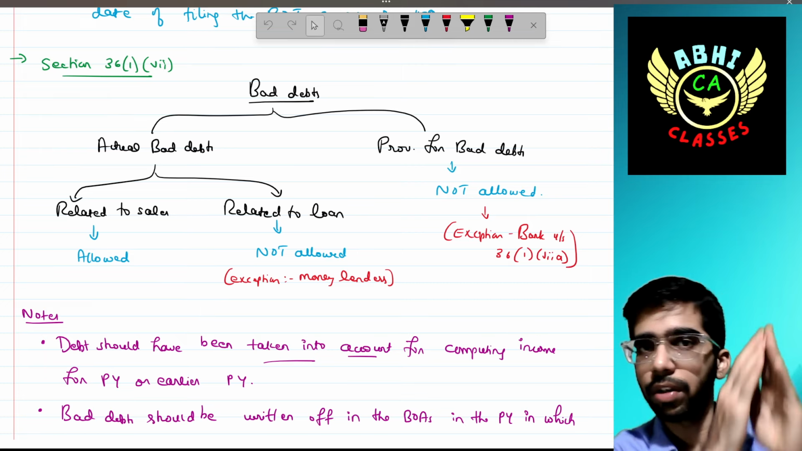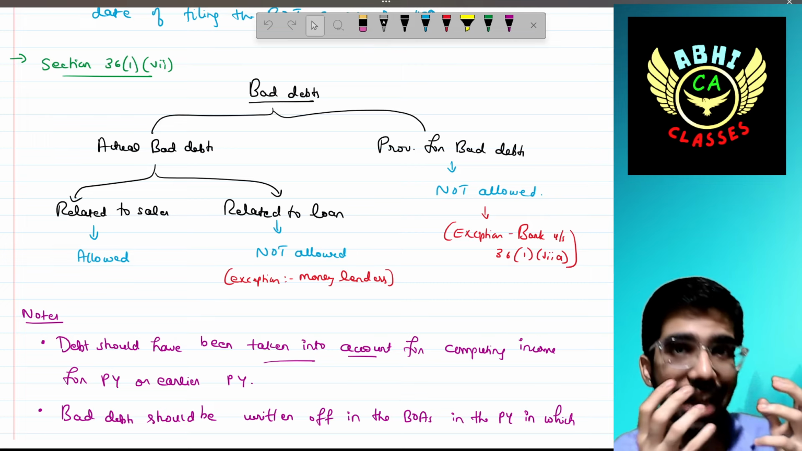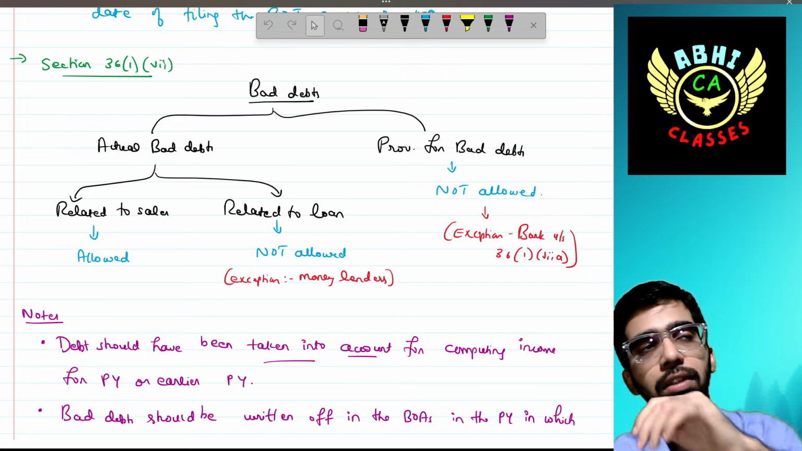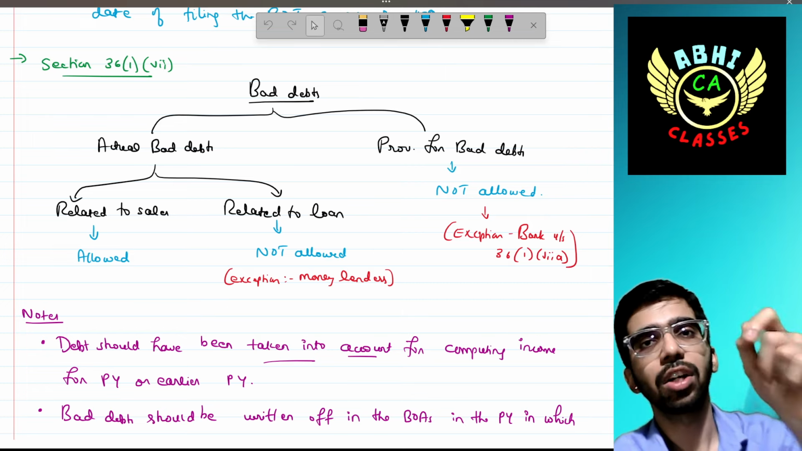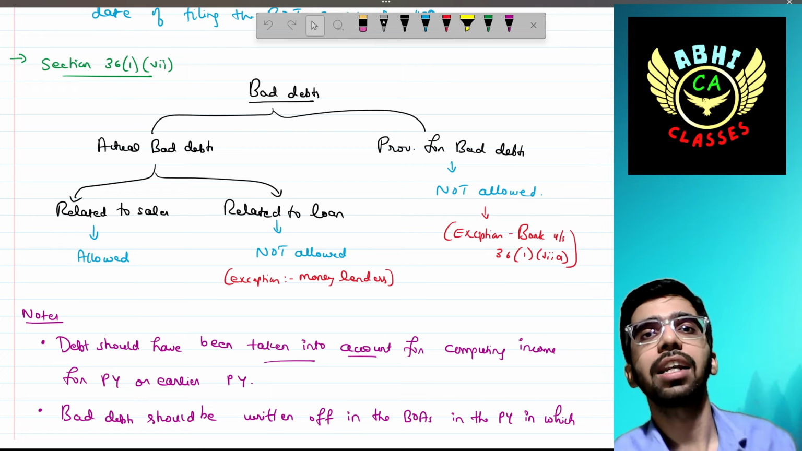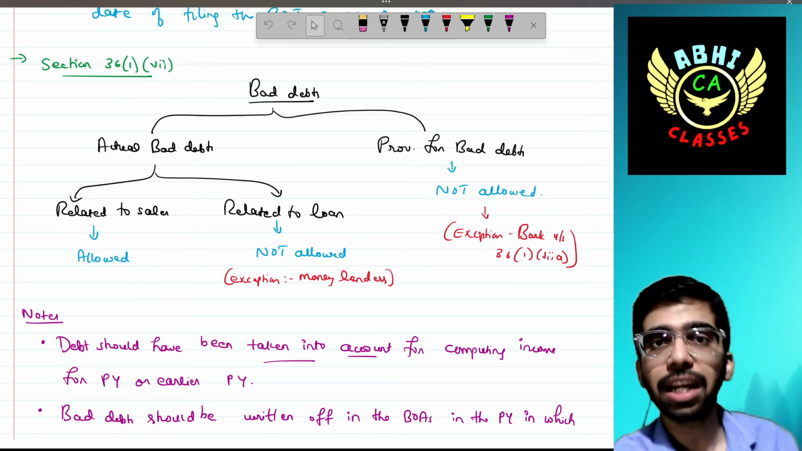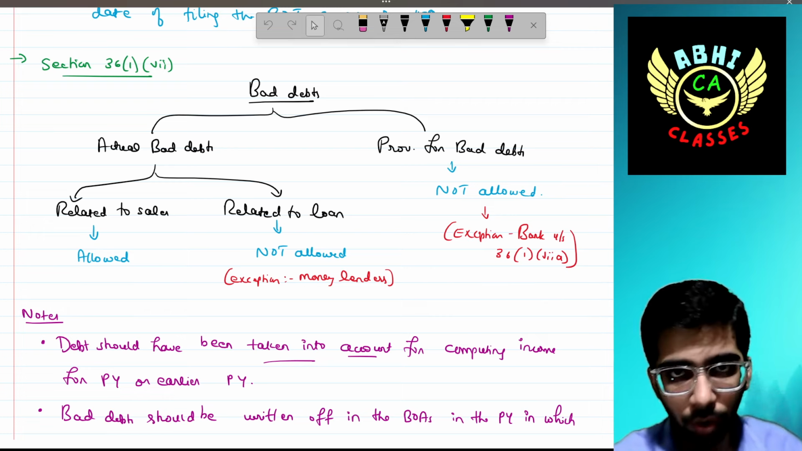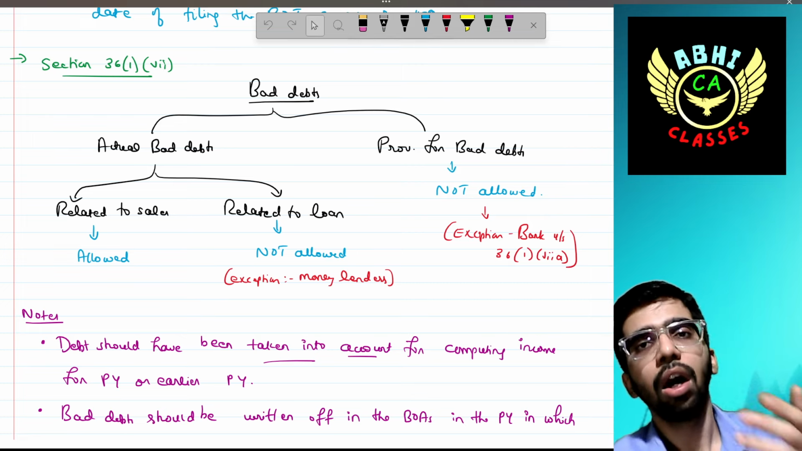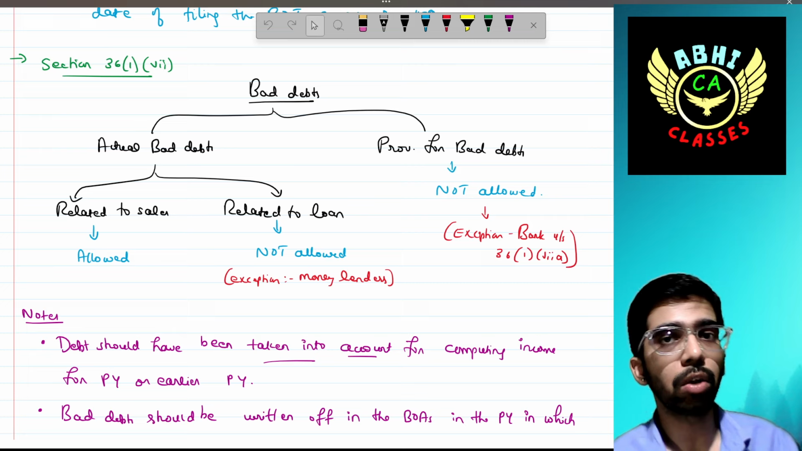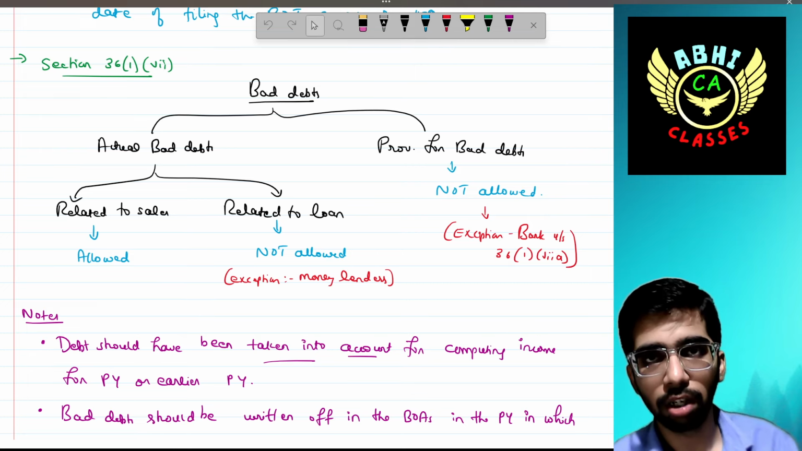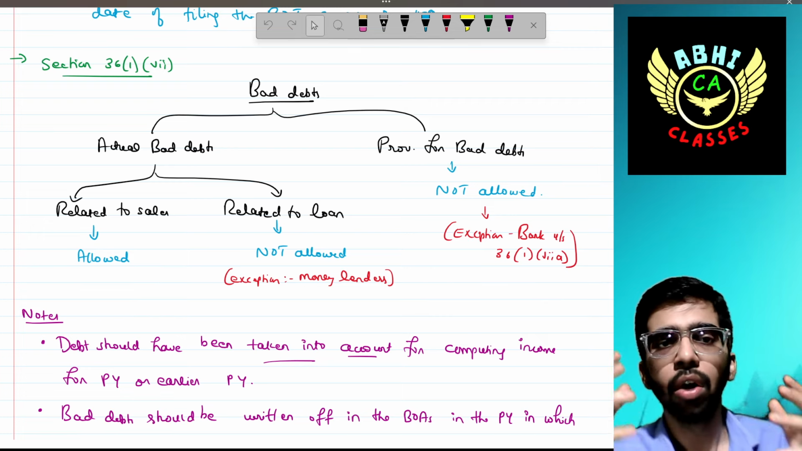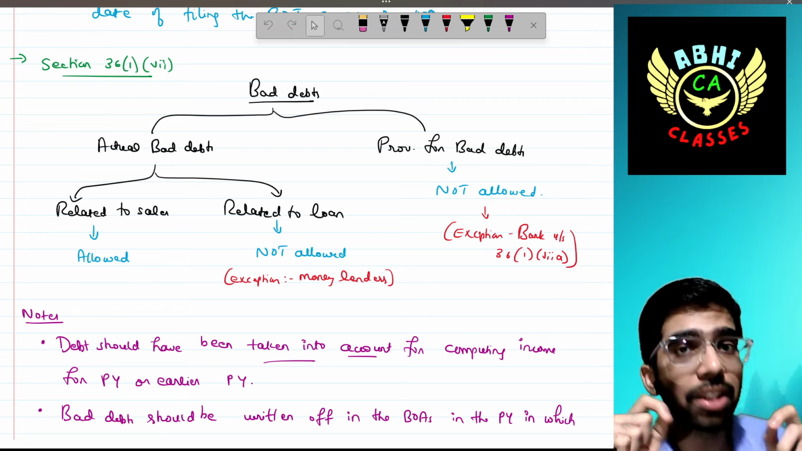If it is actual bad debts written off, and it relates to sales, for example debtors' balances have been written off, then in that case it is called related to sales. In that case, it is fully allowed. It can be taken as an expense in the profit and loss account as per the Income Tax Act. But if it is related to a loan, for example any loan given is not returned back to us, so it is treated as bad debt, a bad loan, then this is not allowed because it is not related to our business, right? Hence here it is not allowed.